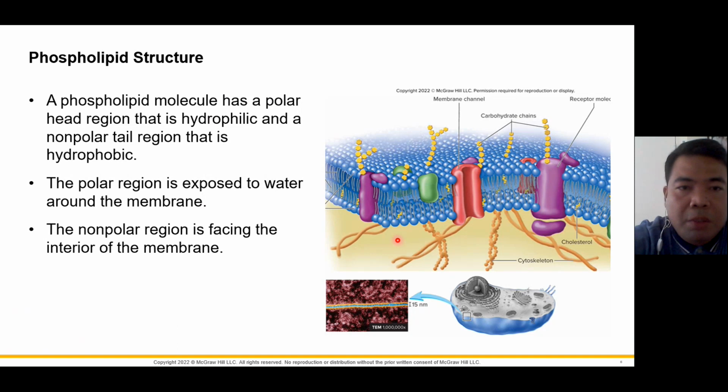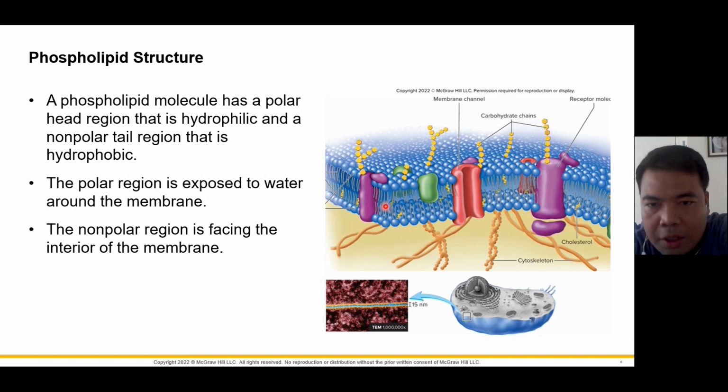Now, while yung namang non-polar, okay, is the tail. The tails of the phospholipids are non-polar, and it is described to be hydrophobic. And when we say hydrophobic, they are water-fearing. Ayaw nila sa tubig. And that is the reason why the tails are facing the interior of the membrane.